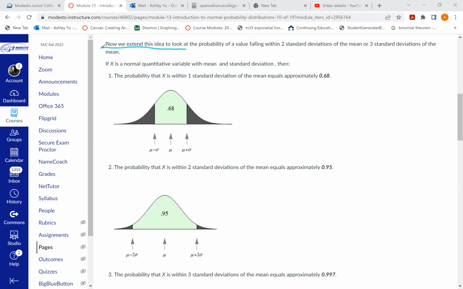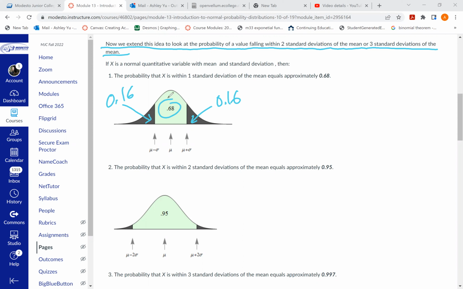Now we extend this idea to look at the probability of a value falling within 2 standard deviations of the mean or 3 standard deviations of the mean. Because we saw on the previous page, as long as you're interested in the probability of the variable landing within 1 standard deviation above the mean or 1 standard deviation below the mean, we can calculate that because we know there's a constant area. 0.16 we discovered on the previous page for the right gray area, and then 0.16 for this left gray area, and the middle area is 0.68.